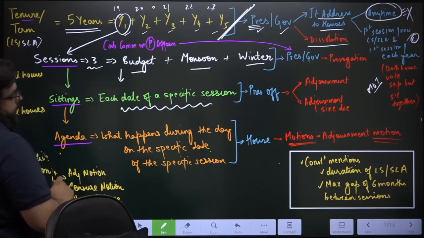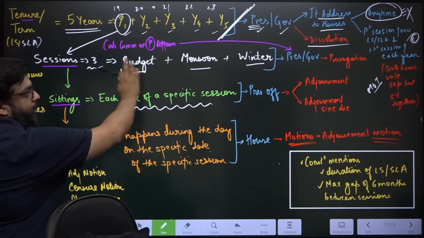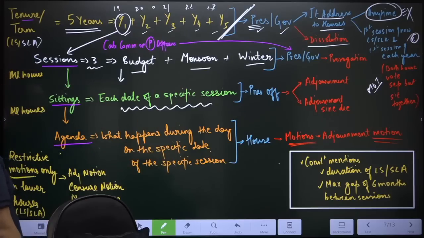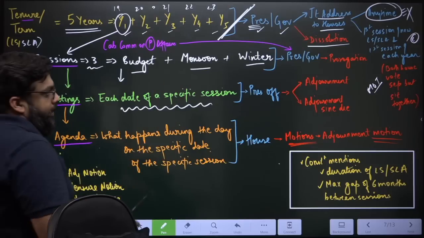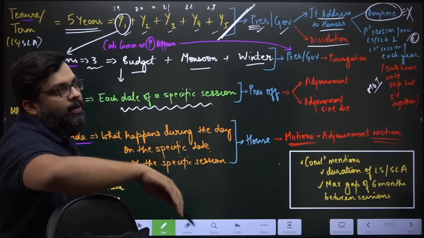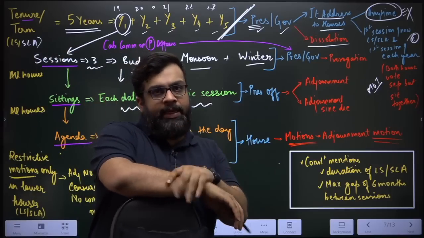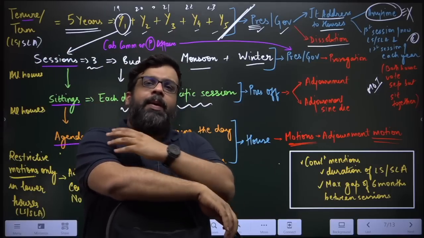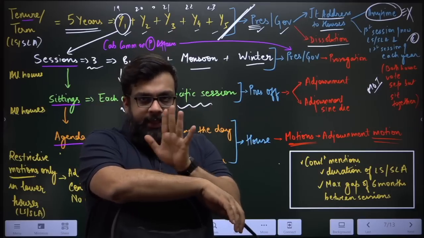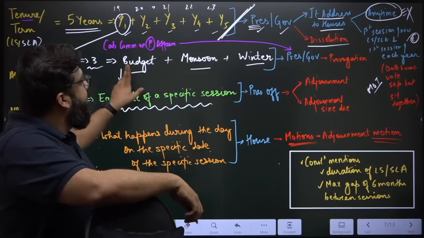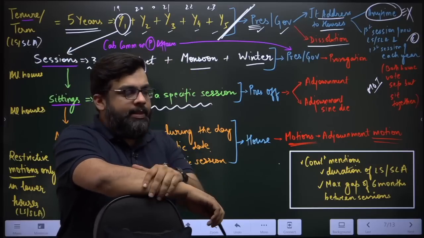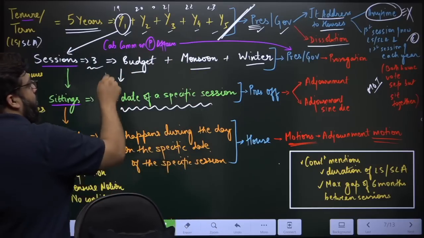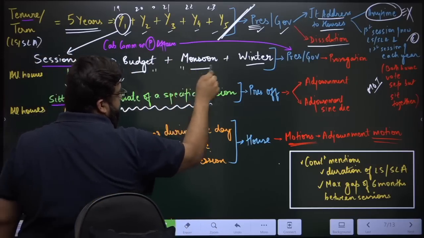Now comes the interesting part. You have to decide your parliamentary calendar for the year. Firstly, India does not have a year-round parliament like Canada or Australia, or the UK also for that matter, where the parliament is perpetually in session. That's not the case in India. In India, we have three intervals where the parliament sits or the legislatures sit. Now, from what date to what date will they sit?